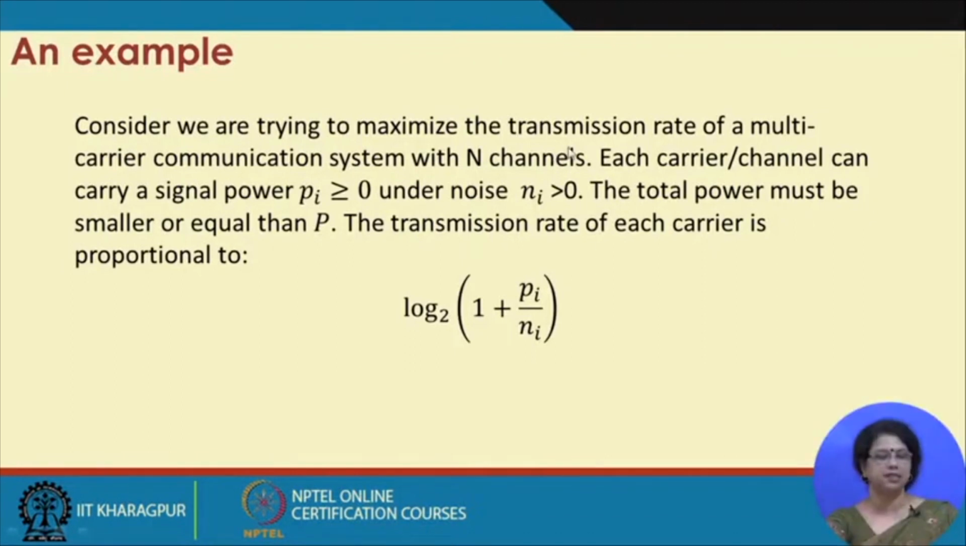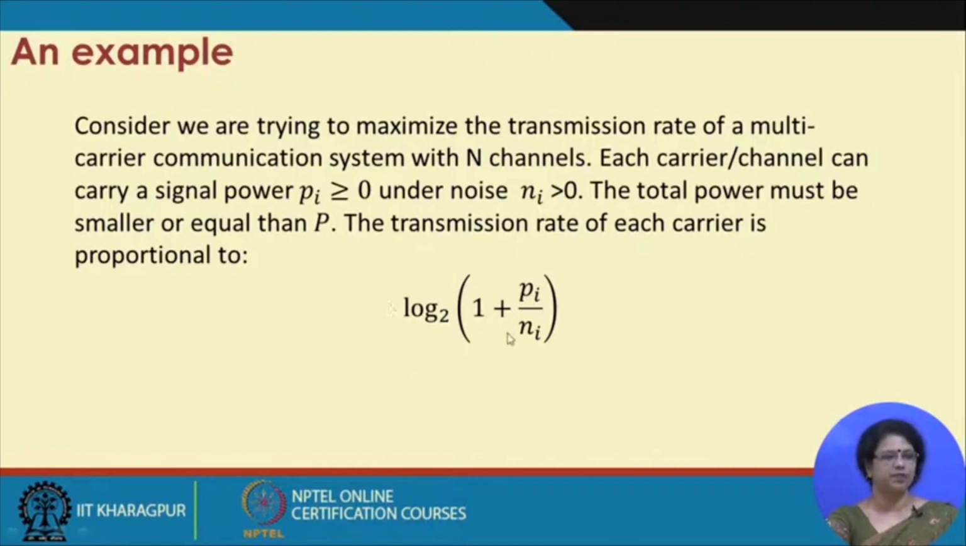Alright. Now today I will conclude my class with this example. This is one of the applications, and it seems a very simple one, but just to see: maximize the transmission rate of a multi-carrier communication system where there are n channels, and each carrier or channel can carry a signal Pi under the noise Ni, and the total power must be smaller or equal to P. That is the constraint for us, and the transmission rate for each carrier is proportional to log(1 + Pi/Ni) with base 2, that is given for us.